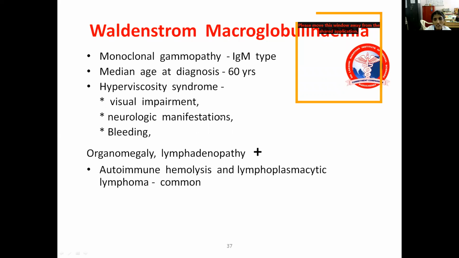A word about Waldenstrom's macroglobulinemia. It is a monoclonal gammopathy of IgM type. So you reverse the W into M. This is IgM type of hypergammaglobulinemia, with a median age of diagnosis of 60 years. Here the patient presents predominantly with hyperviscosity symptoms like visual impairment, neurological deficits, and bleeding. The patient can also have organomegaly and lymphadenopathy, and lymphoplasmacytic lymphoma is the most commonly associated with Waldenstrom's macroglobulinemia.